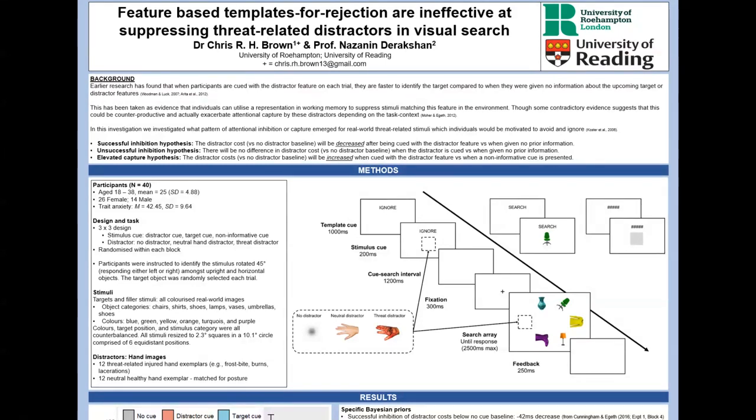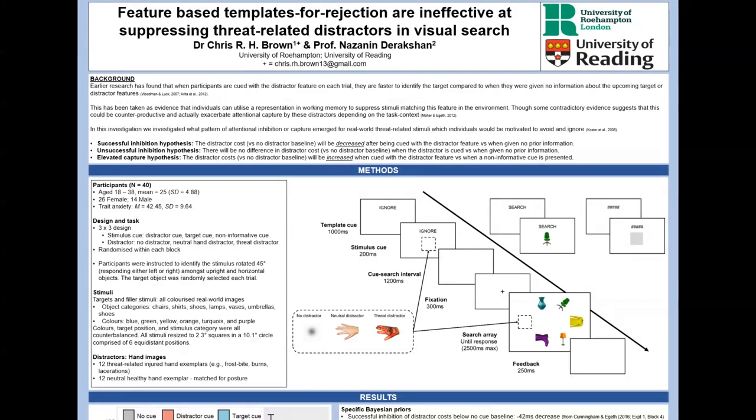There are three possible outcomes from this investigation. One would be that we'd find successful inhibition, in which case distractor costs would be reduced after being presented with a distractor compared to when they were given no information about the distractor. There could be unsuccessful inhibition, in which case we'd expect no decrease or increase in distractor costs, regardless of whether they were given the distractor information beforehand. And there could be counteractive attentional capture, in which case we'd expect to see an actual increase in distractor costs when presented with the distractor information compared to when they were given a non-informative cue beforehand.